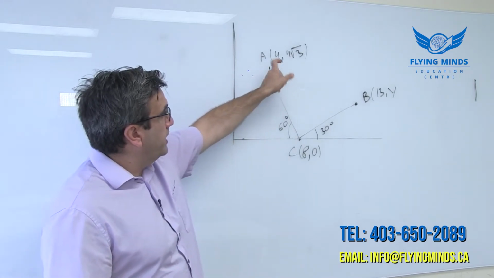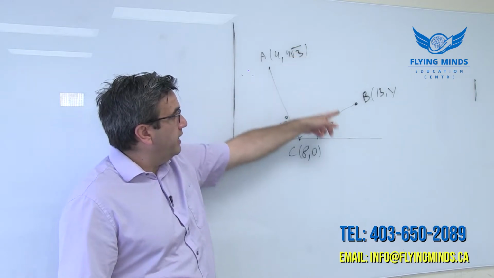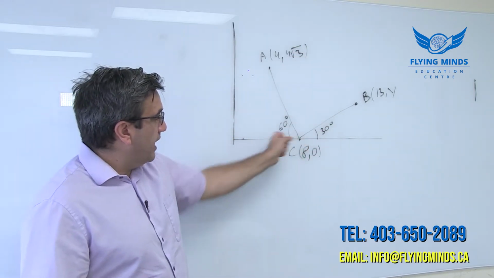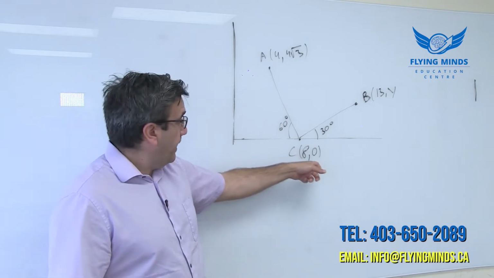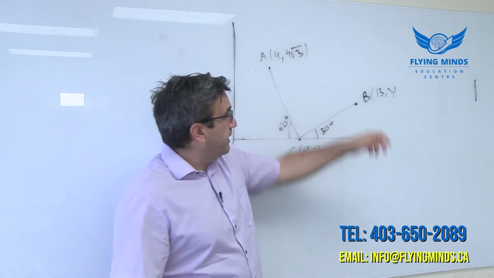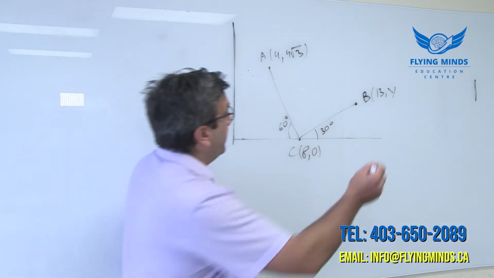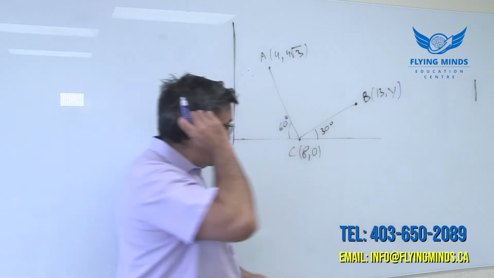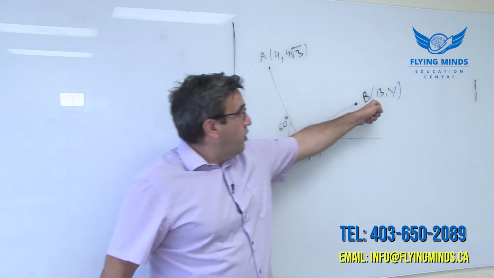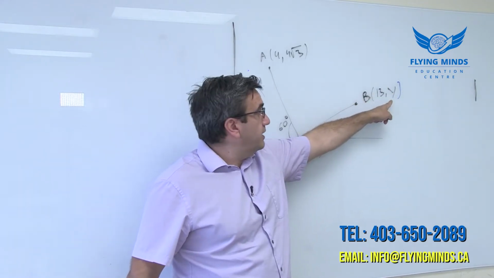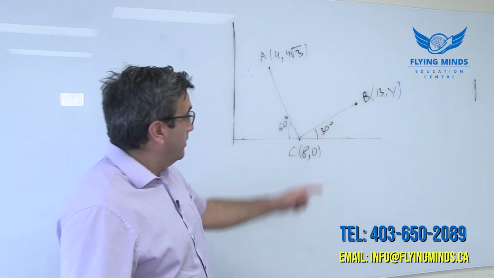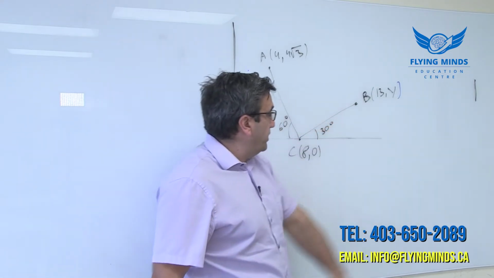Point A with coordinates 4 and 4 square root of 3. Point C that lies on the x-axis with coordinates 8 and 0. And we're given point B, I forgot the bracket here, with coordinates 13 and y. So we need to find the y coordinate of point B.